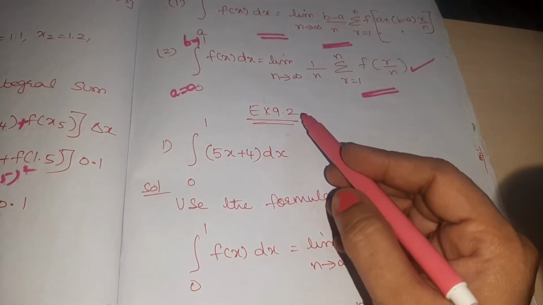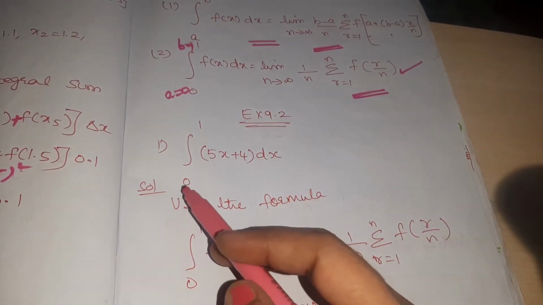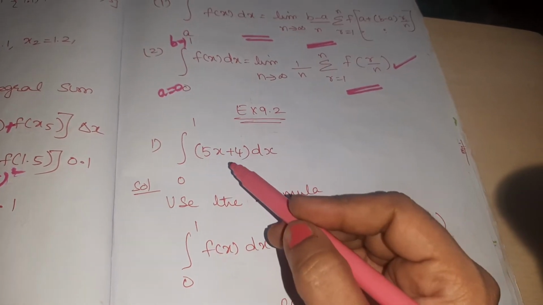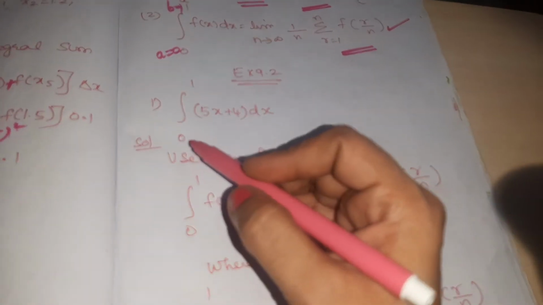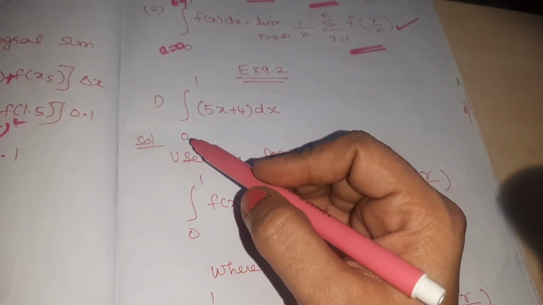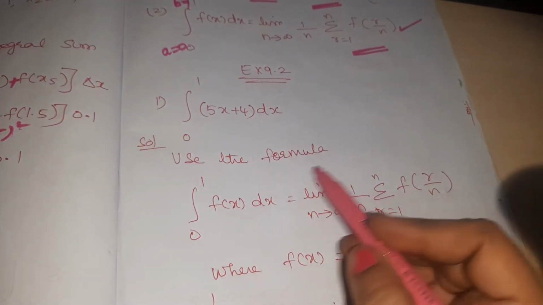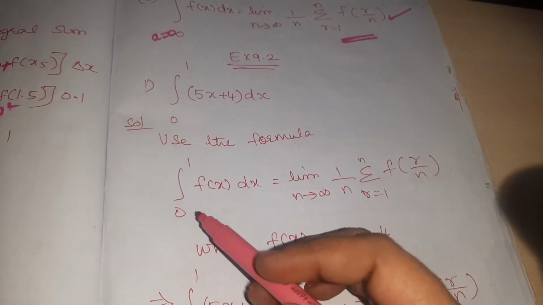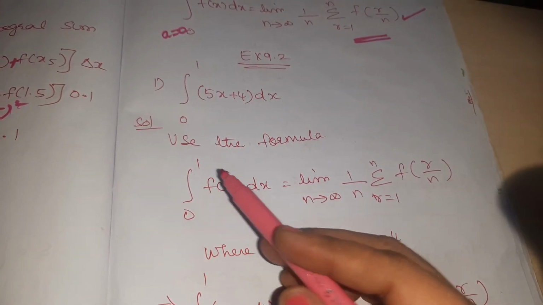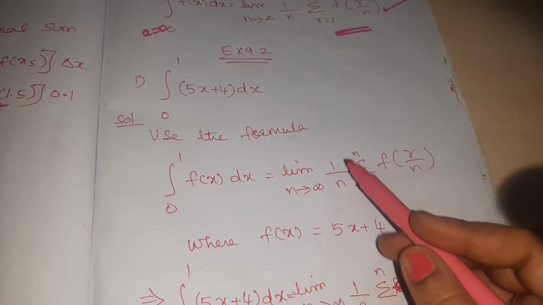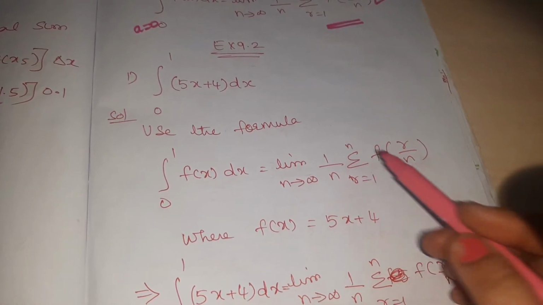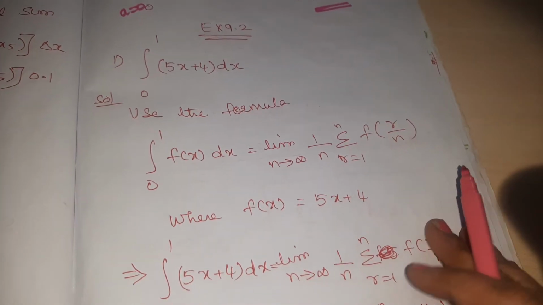So exercise 9.2, the first problem: integral 0 to 1, 5x plus 4 into dx. Look at the limit. The limit is given as 0 to 1. So I am going to use the second formula. Integral 0 to 1 f of x dx is equal to limit n tending to infinity 1 by n summation r is equal to 1 to n f of r by n.